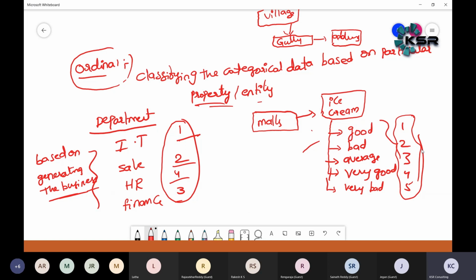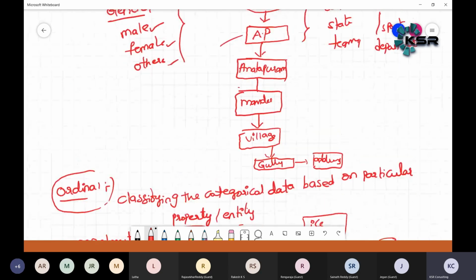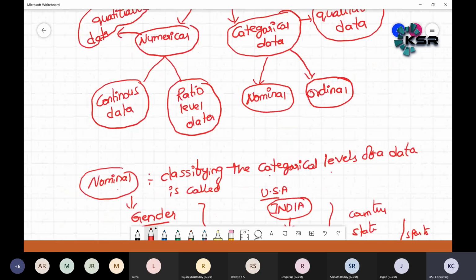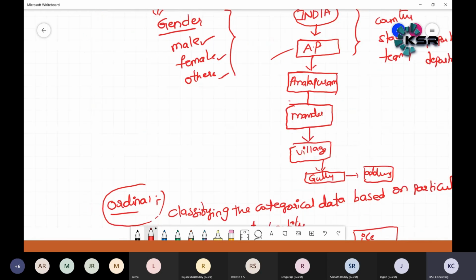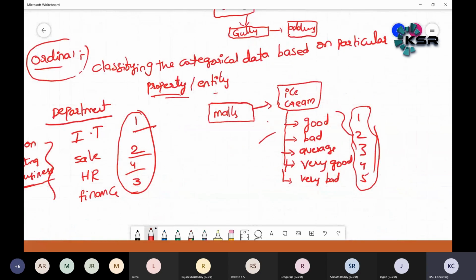Now any questions, guys? Any doubt? No, sir. Everyone clear? So this is categorical data, as well as nominal data and ordinal data. Nominal is classifying the categorical level data, and ordinal is classifying it based on a particular property. Here the particular property means the rank, based on good, bad. On this basis we assign a rank. That is the meaning of this.